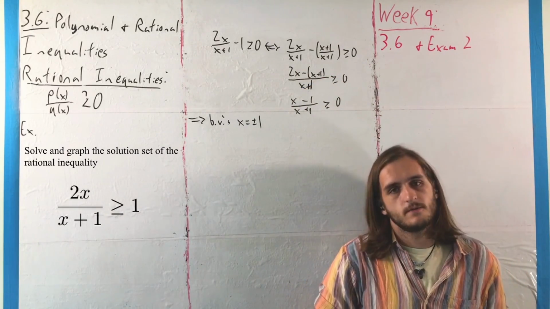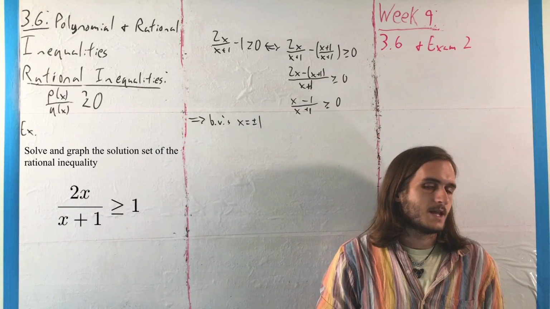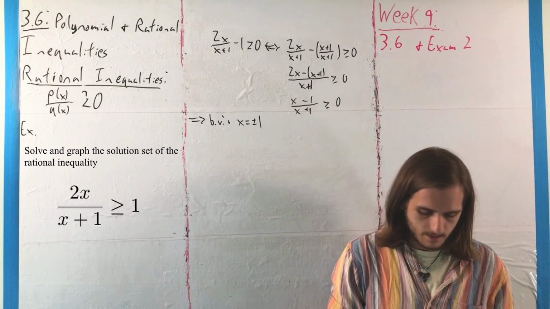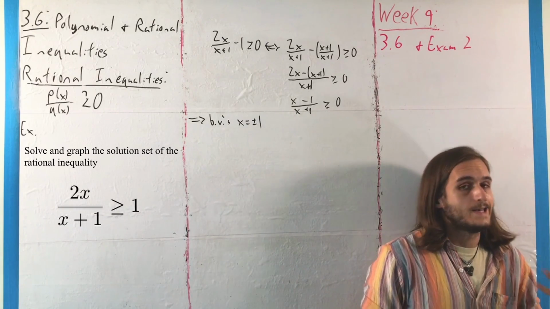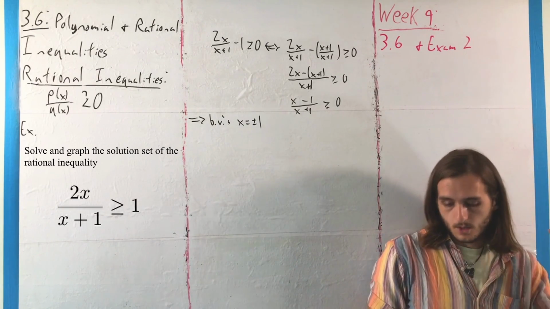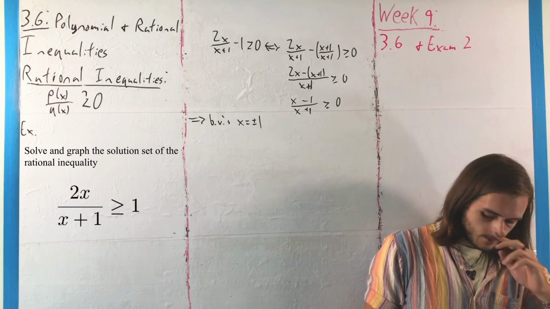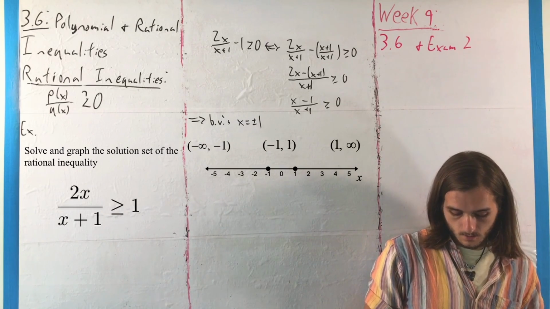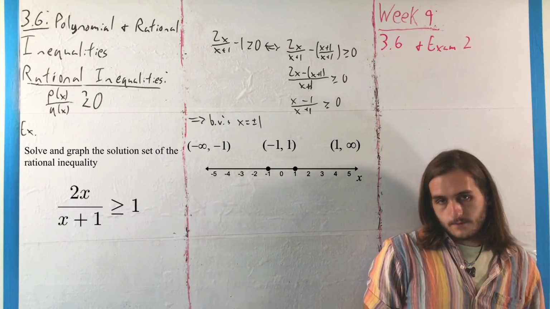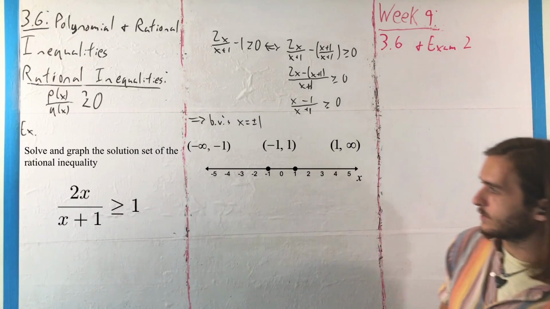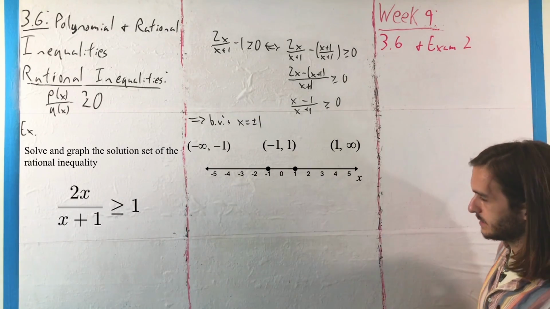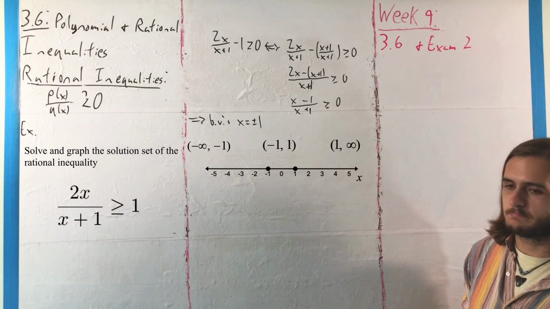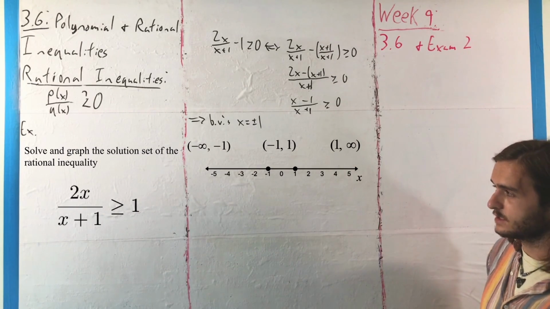So we need to be aware of the fact that 1 is a potential point that can be included if it's in one of the intervals from negative infinity to negative 1, or negative 1 to 1, or 1 to infinity, as we have pictured like so. And then for this, we need our test values yet again, where I'm going to try and be a little bit more economical with my space here.